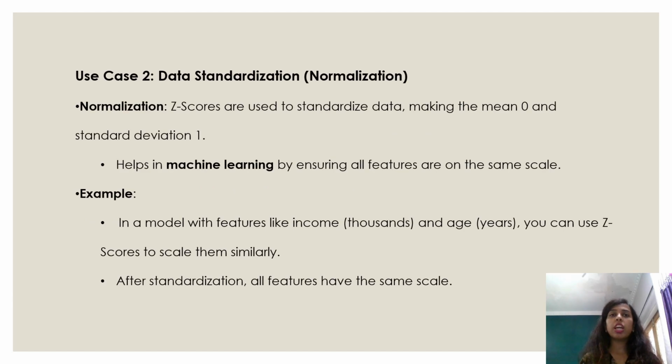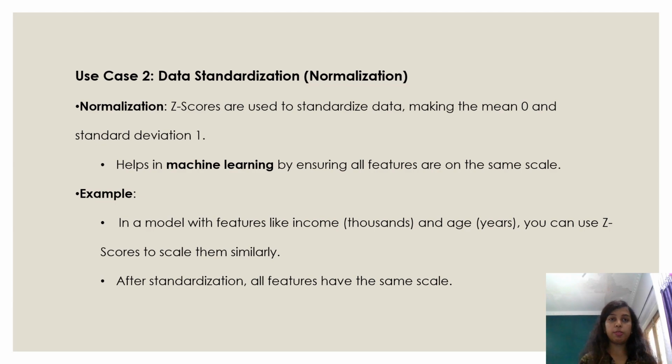Another important use case of z-scores is in data standardization or normalization. When working with machine learning models, features often have different scales. Z-scores help normalize these features by converting them to a standard scale with a mean of 0 and a standard deviation of 1. For example, if you have features like income and age, they have different scales. By standardizing them using z-scores, both features will be on the same scale, which can improve the performance of the machine learning algorithms.